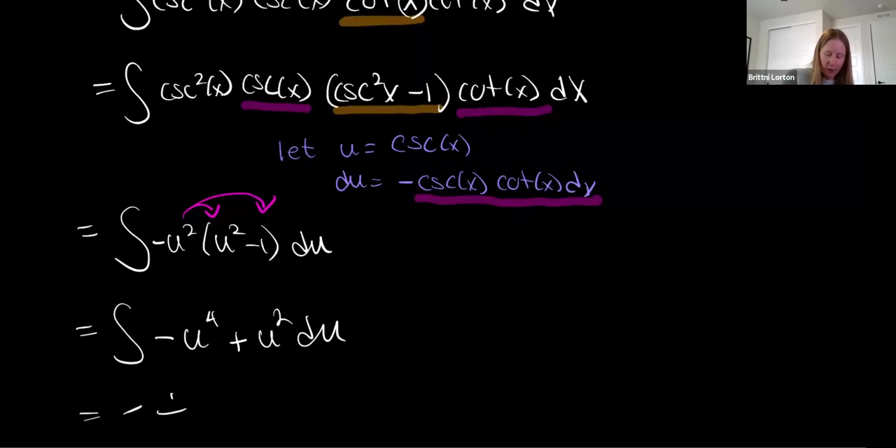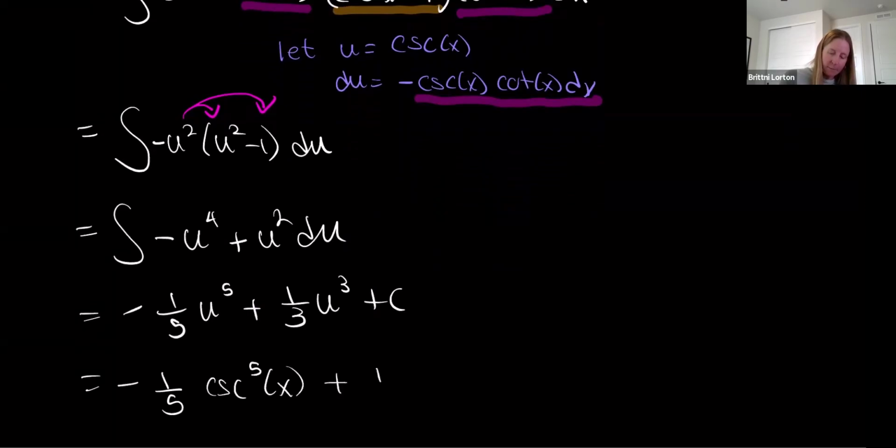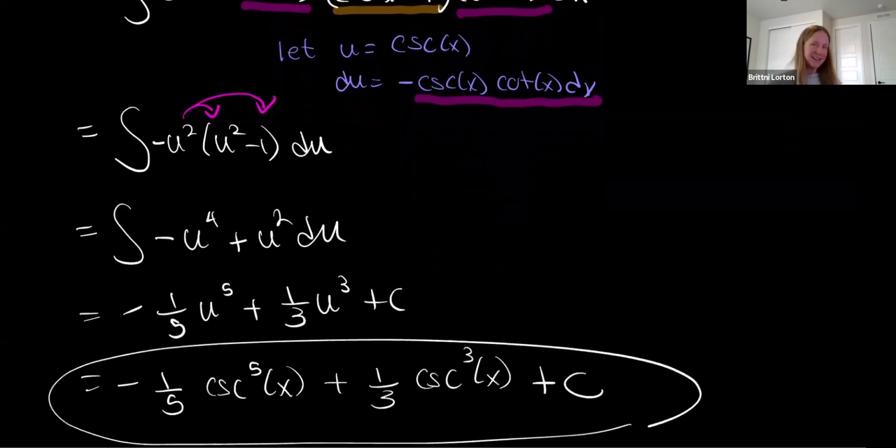So negative 1/5 u to the 5th plus 1/3 u cubed plus c, but my u was cosecant, so negative 1/5 cosecant to the 5th of x plus 1/3 cosecant cubed of x plus c. Ta-da!